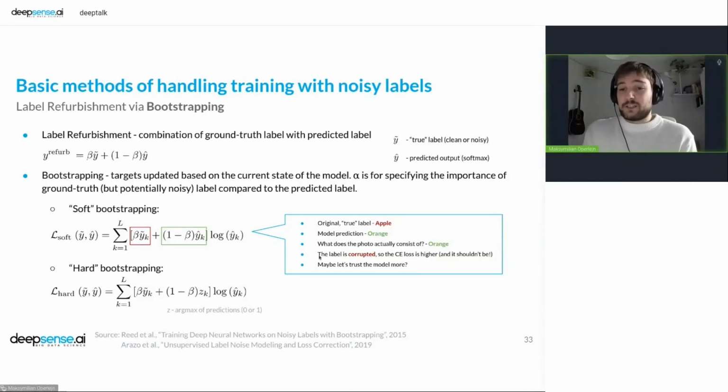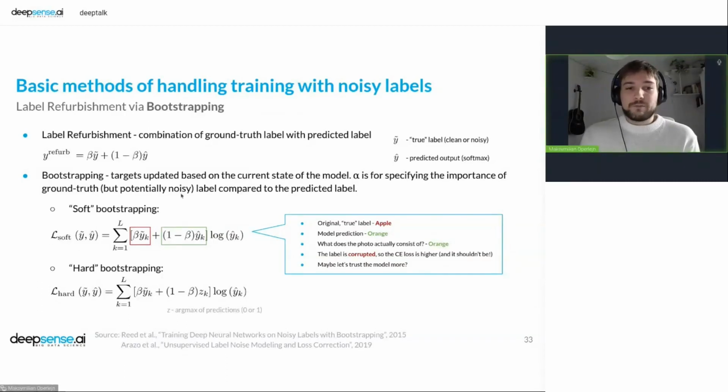So in this case, the label is corrupted, so the normal cross entropy loss will be higher. It shouldn't be. So maybe let's trust the model more and think that, well, it can actually be orange in some percentage, right? So that's why we are introducing beta. Let's say beta is like 0.8. So we are having 0.8 of the true label, possibly noisy, and 0.2 of this predicted label, right?